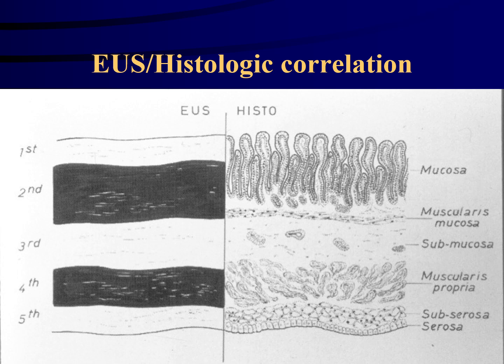If you look at the left aspect of the slide, you can see a white, black, and white layer. These would correspond on the right side to histologic layers, such as the mucosa, muscularis mucosa, submucosa, muscularis propria, and the serosa.